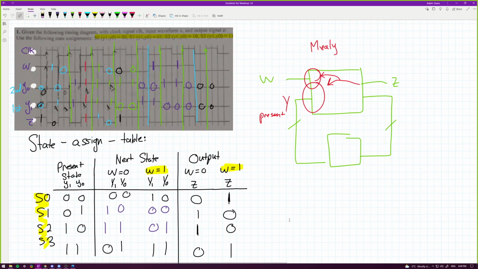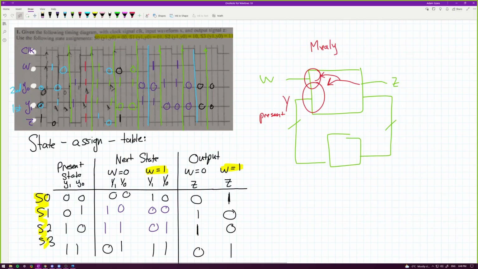Finally completed the table. So there was a lot happening there, right? Anybody have any questions about what's going on now? I have a question. Yes. So how did you know to do a rising edge? I assumed that. Let's see, did it say anything? Given the following timing diagrams with clock signal, clock wave, the output signal, use the following assignments.